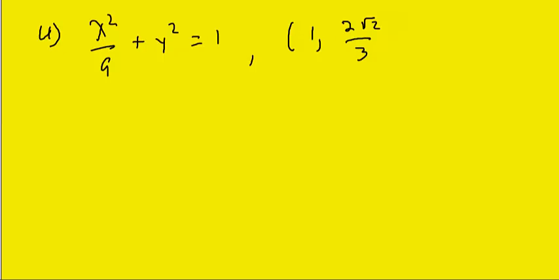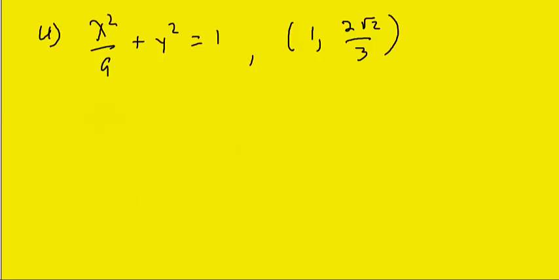Number 4, I have x squared over 9 plus y squared is equal to 1. They want you to find the equation of the tangent line and normal line at the indicated point, 1, 2 rad 2 over 3. What two things do you need to find the equation of a line? Point and slope. We already have a point, so how do I find the slope?